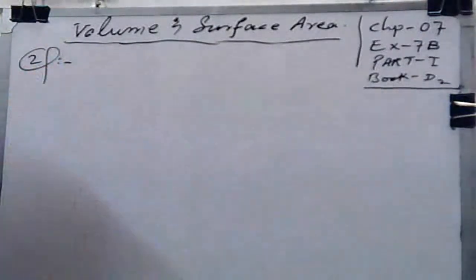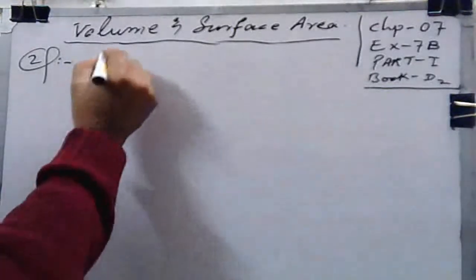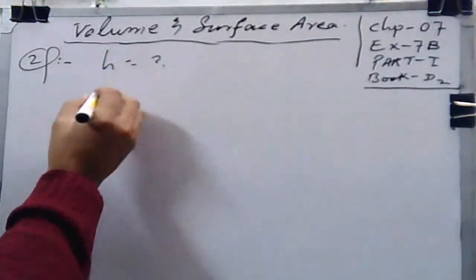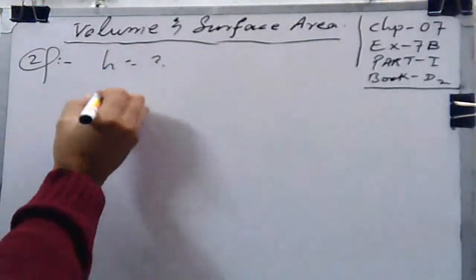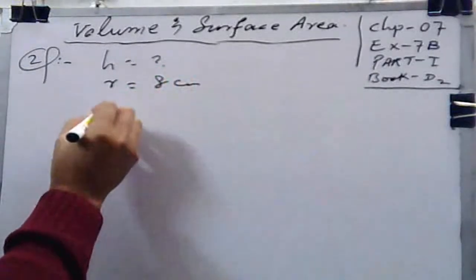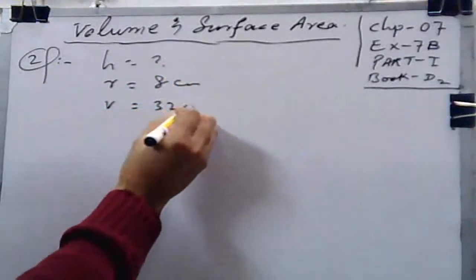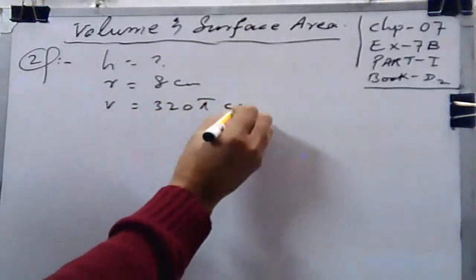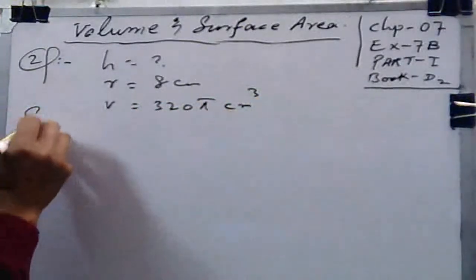Question number 2. A cone has a circular base of radius 8 cm and volume of 320 pi centimeter cube. Find the height of the cone. So we have to find the height of the cone, and it is given to us that the radius is 8 centimeter and the volume is 320 pi centimeter cube.